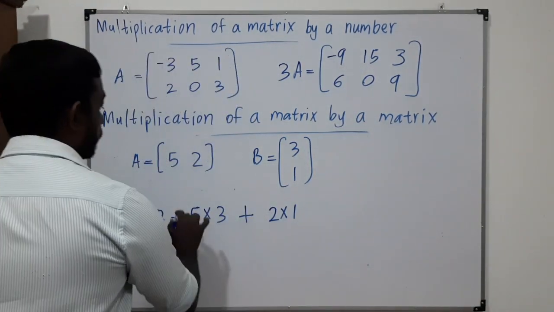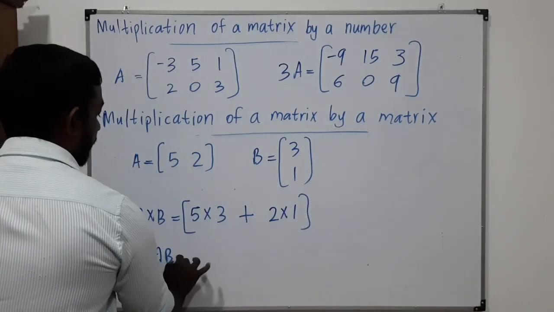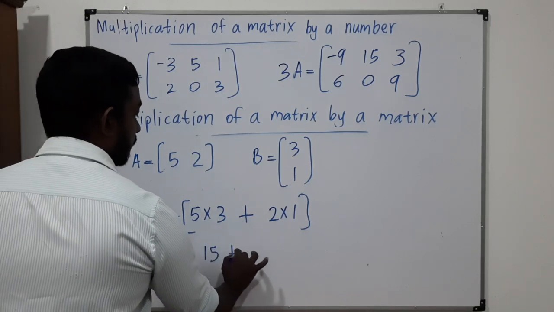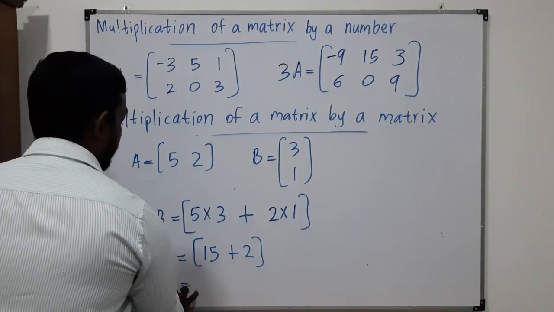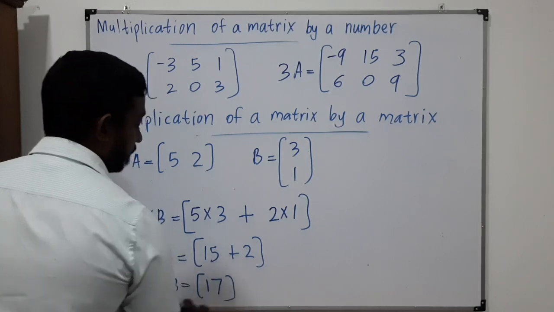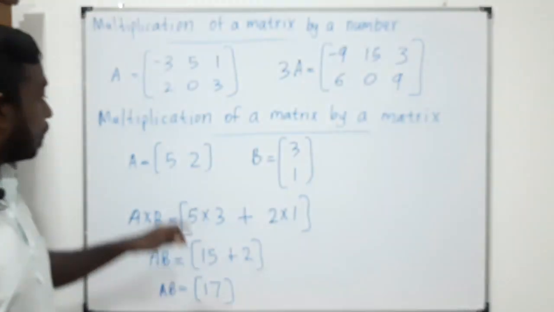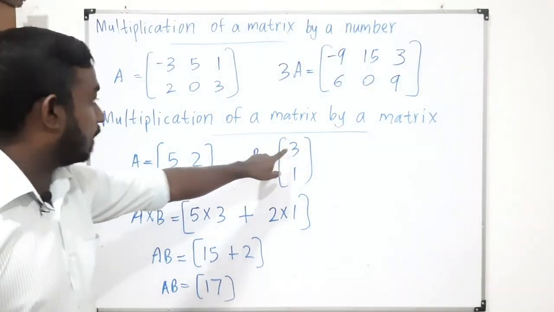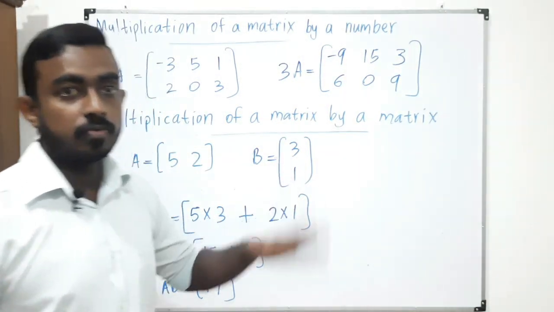There is a pattern, so you have to identify that. So now I can write AB as 5 times 3, 15, plus 2. Now I can write down the answer as AB is 17. So 17 should be the answer. So again, you have to understand this part. The first element should be multiplied with the top element. Then the second element should be multiplied with the bottom element. That is what you have to remember.